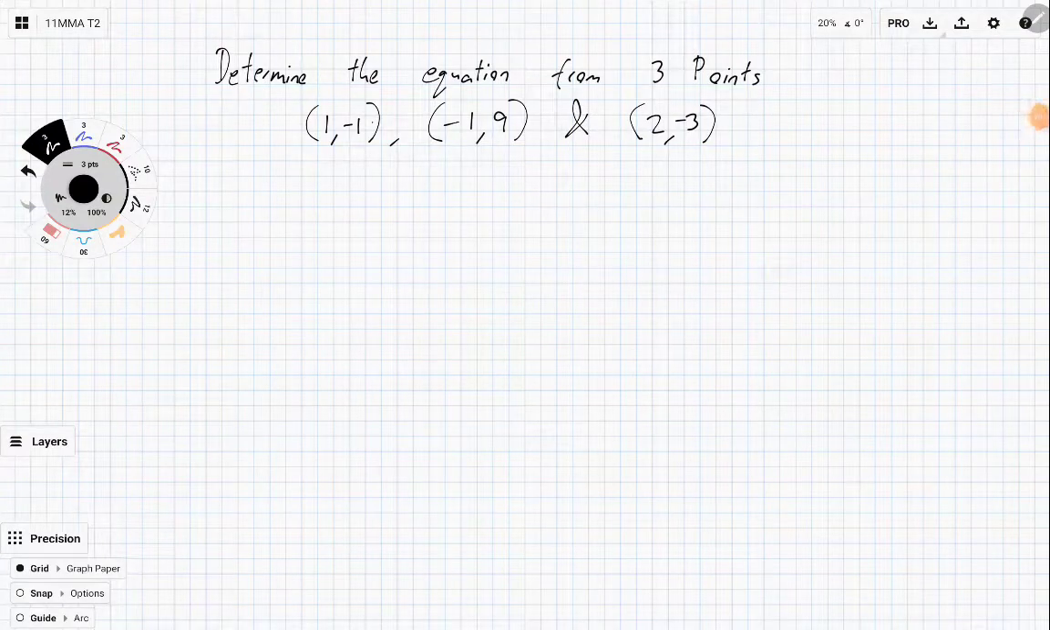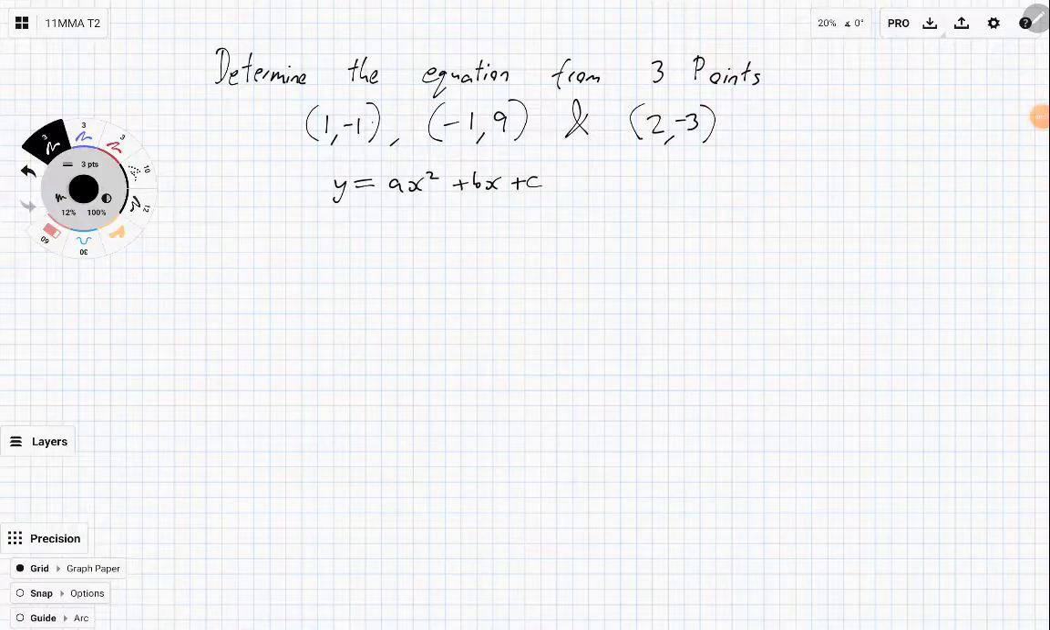Alrighty, today we're going to be having a look at determining the equation from 3 points. This is going to be quite tricky, and the only way you can do this, if you do not know the turning point, you do not know any roots, this is the only method that's left to us. And we're going to have to use the general form of the quadratic.